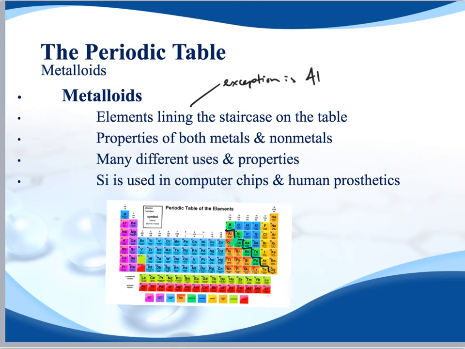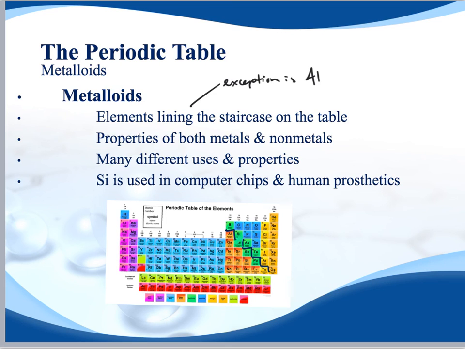A good example here is silicon. Silicon is used in computer chips and human prosthetics. An advantage of silicon, and why is it chosen, and germanium is used in a lot of computer chips as well. What's the advantage there? Well, being a metalloid, it's kind of got a lower melting point. Some of these metals have really high melting points. Okay, it's hard to liquefy the metals. But then the nonmetals obviously have very low melting points because they're nonmetals. A lot of them are gases, ones up here, or liquids in the case of bromine.